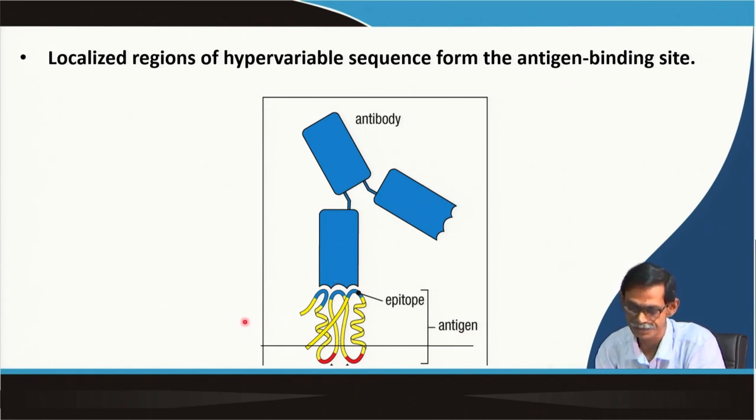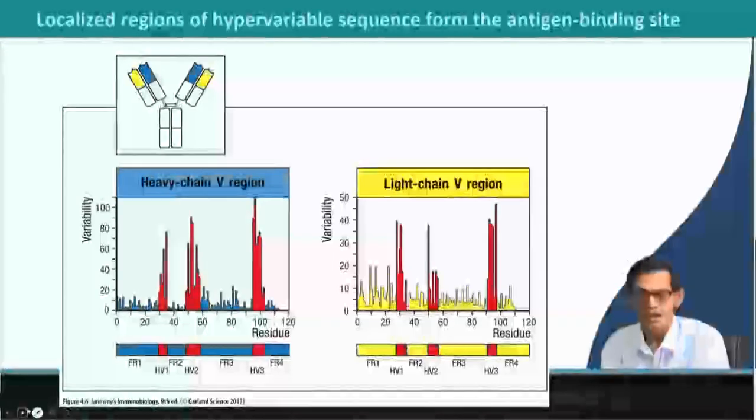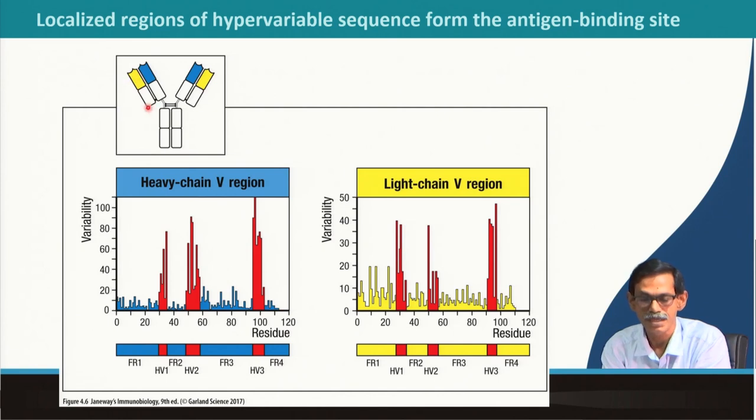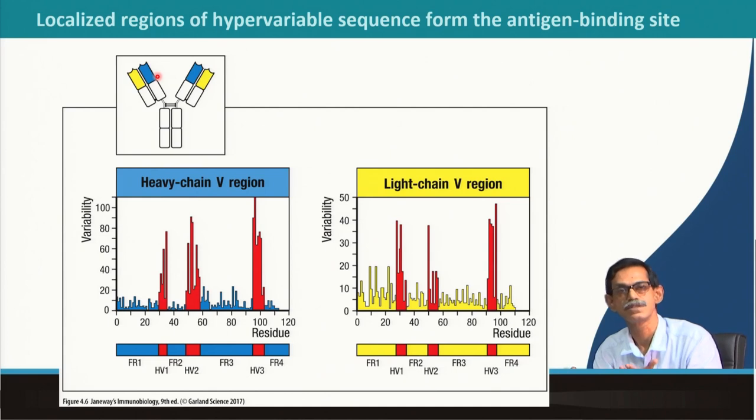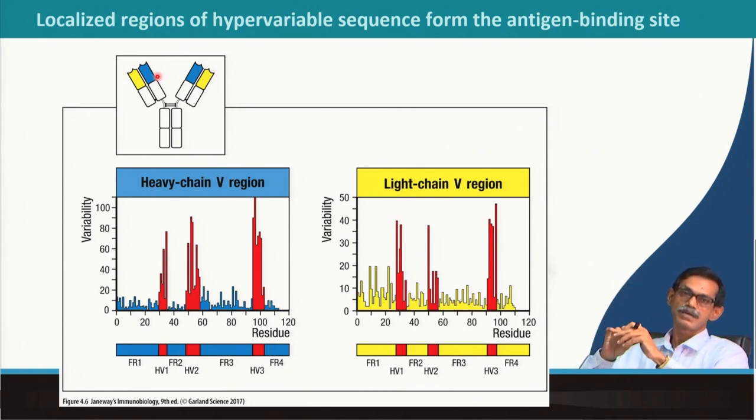So, let us see. Again, this is the antibody molecule, this yellow one is the light chain, the blue one is the heavy chain, and the yellow and blue region is the variable region. Now, after the discovery of bioinformatics and genetic sequencing, many sequences of this variable region of antibody are available. So, what can be done is simple: we can use simple bioinformatics. We take all the possible variable region sequences available.